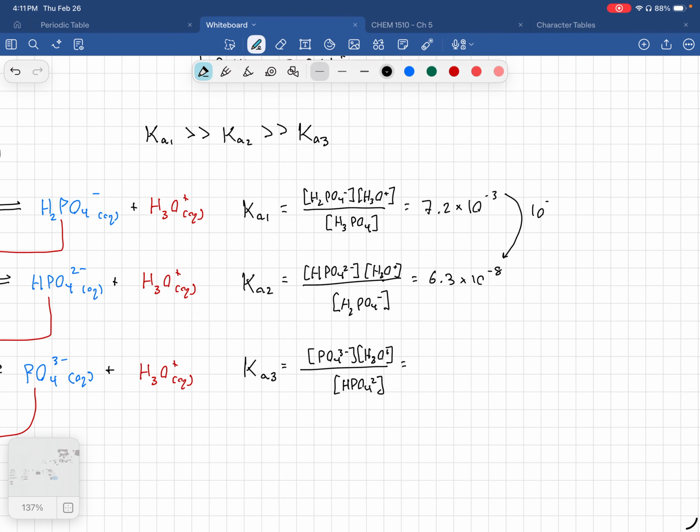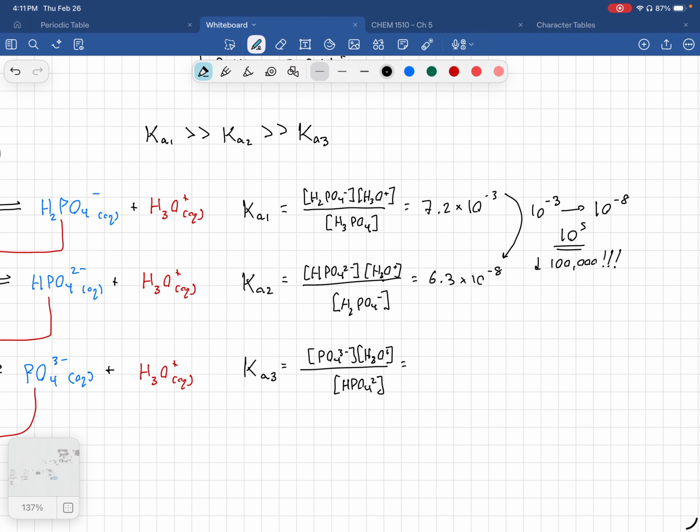Going from 10 to the negative third to 10 to the negative eighth is 10 to the fifth. That is a decrease by a factor of 100,000 in the equilibrium constant. 10 to the fifth is a 1 with 5 zeros. It's 5 orders of magnitude, but in direct terms, it's 100,000 times lower Ka value.